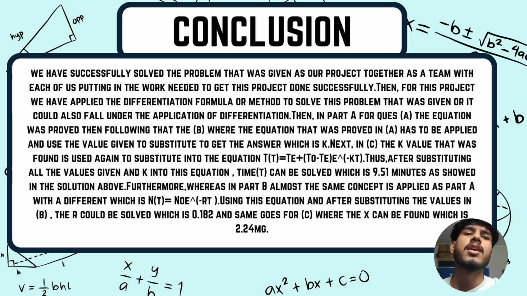Furthermore, in part B, almost the same concept is applied as part A with a different formula, which is radioactive decay. It's also a different situation or application, you could say. Using this equation and after substituting the values in part B, the R could also be solved, which is 0.182, and the same goes for part C, where the X can also be found, which is 2.24 milligrams.